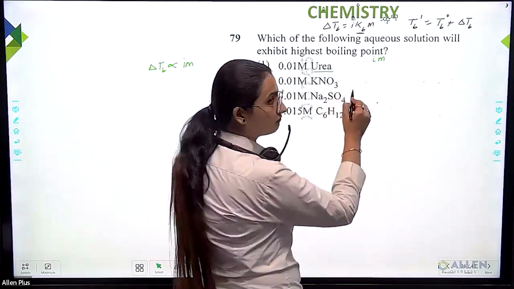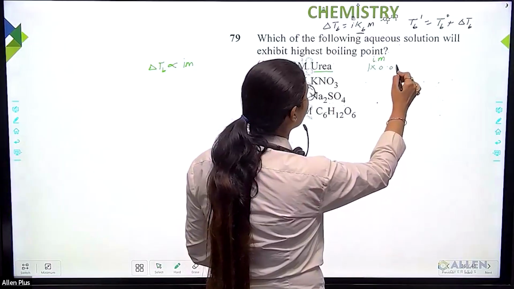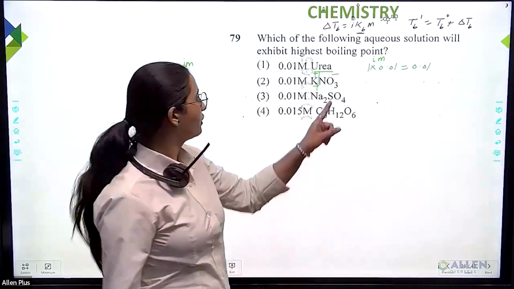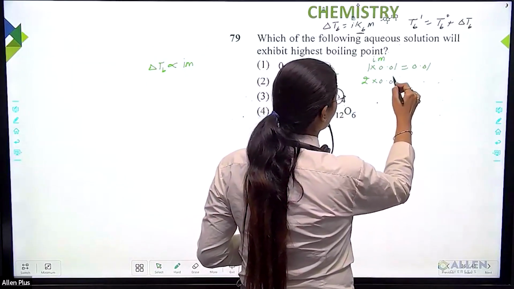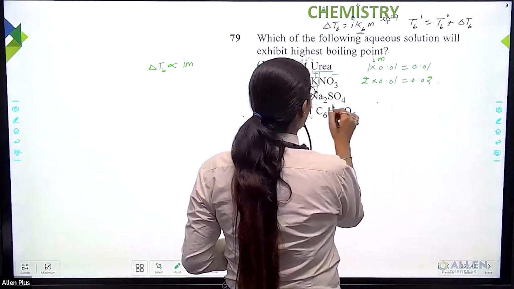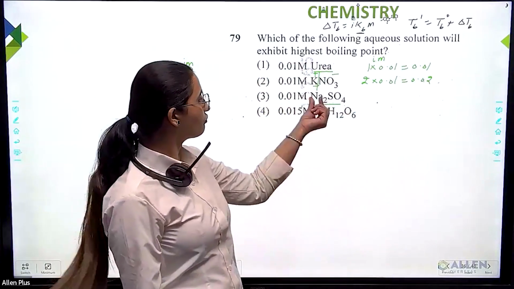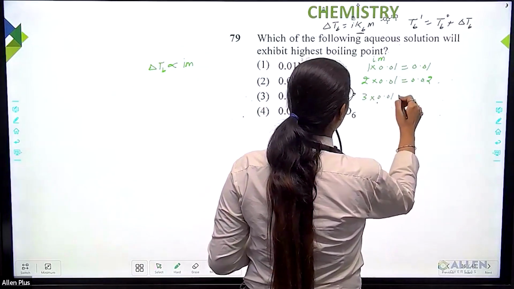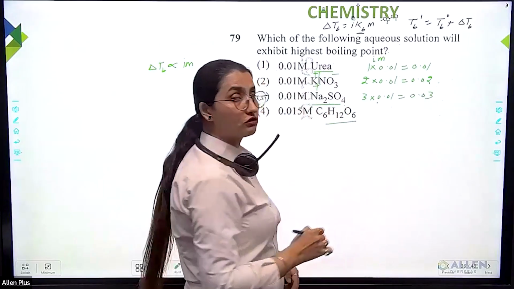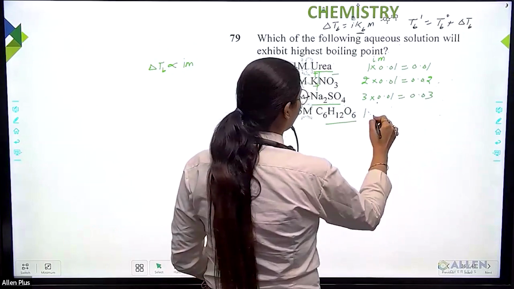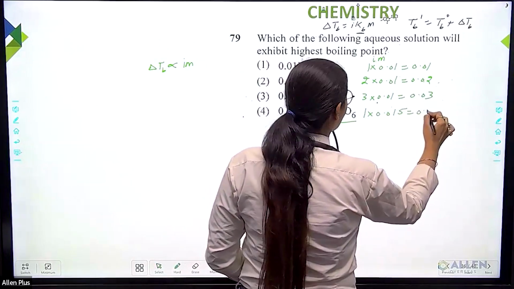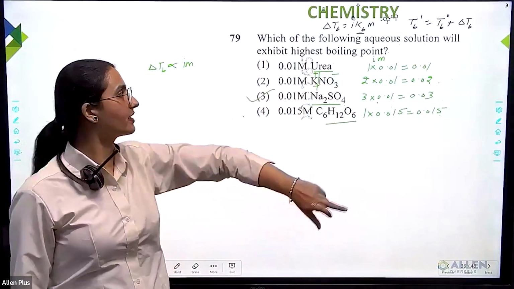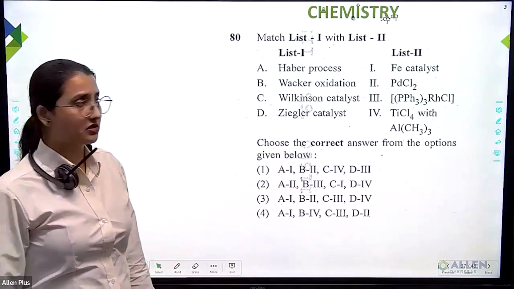So let's start. Urea, non-electrolyte. i is 1. 1 into 0.01 is 0.01. KNO3 is made up of K plus and NO3 minus. So 2 into 0.01, it's 0.02. Next, Na2SO4 is also an electrolyte. It gives you 2 Na plus and 1 sulfate ion, which is 3 ions. 3 into 0.01 is 0.03. This is also a non-electrolyte, i factor is 1. So which has the maximum value, students? It's option 3. Maximum delta TB, maximum boiling point.